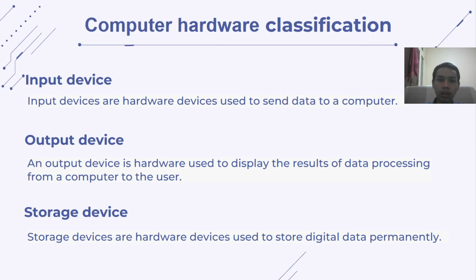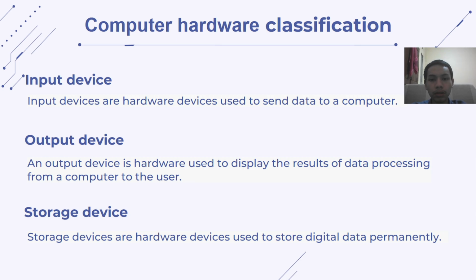The next slide. Computer hardware classification. In the first, we got input devices. Input devices are hardware devices used to send data to a computer. This device works from commands and controls sent by the user. The input device can be a signal input or maintenance input.